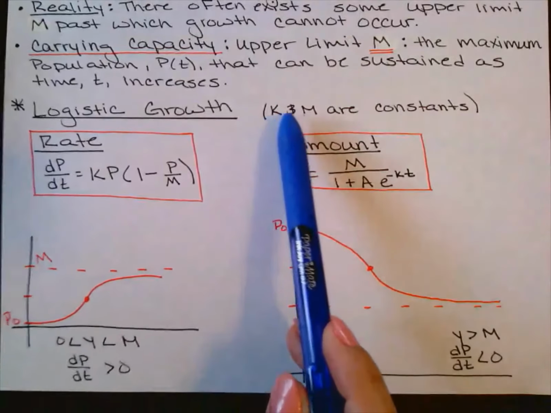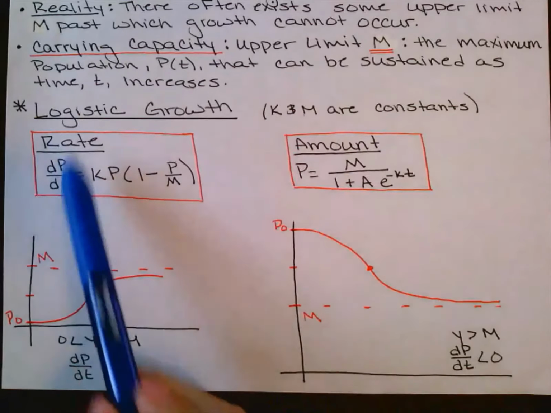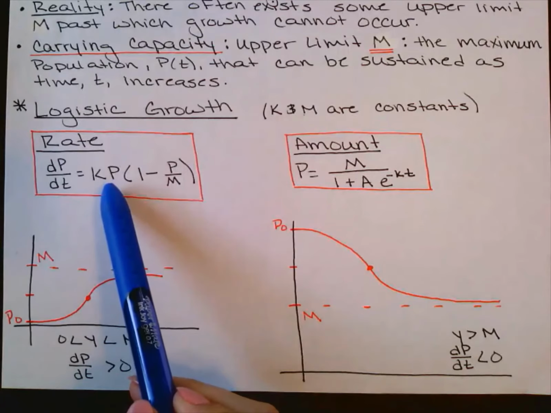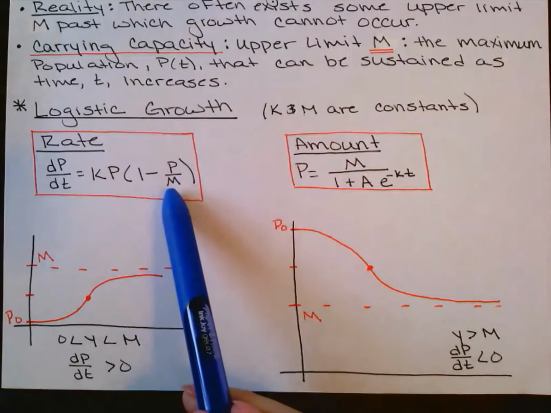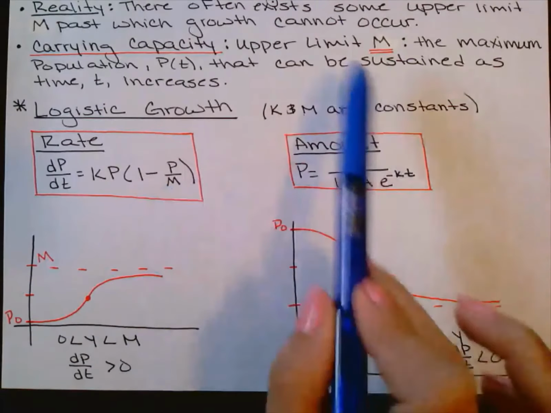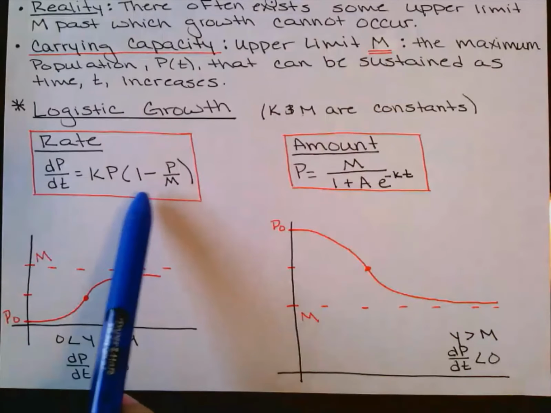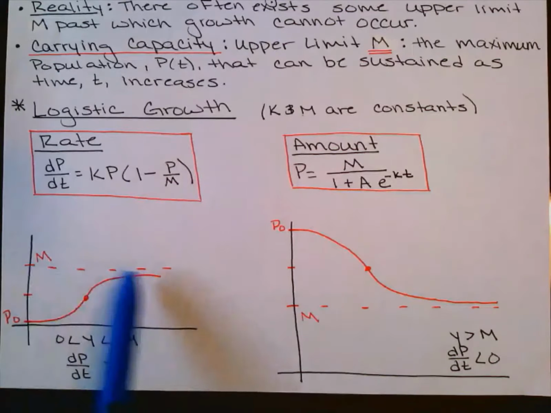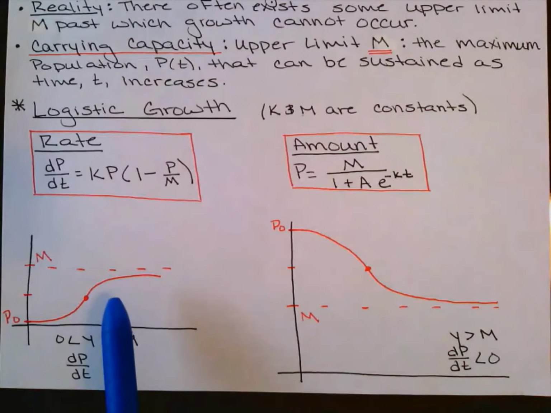Okay, K and M are going to be constants. Those are going to represent numbers. So the rate is going to be K, some number K times a variable P times 1 minus that variable P divided by M, where M, we said, is our carrying capacity. So if they give you the equation as a rate, we know that that number down there, as long as this is a 1, is my carrying capacity, okay? It's the maximum amount it can go to.